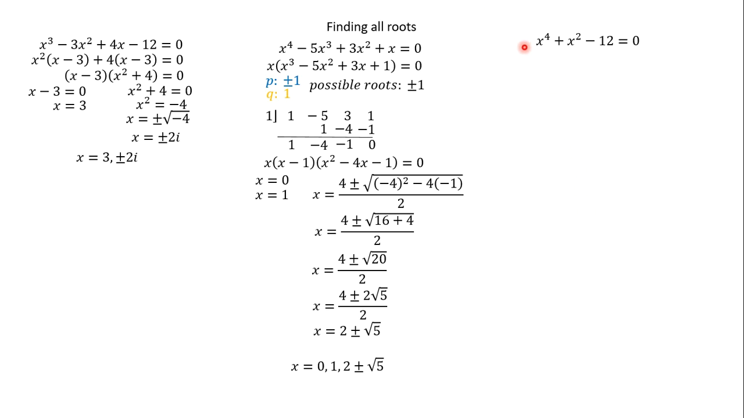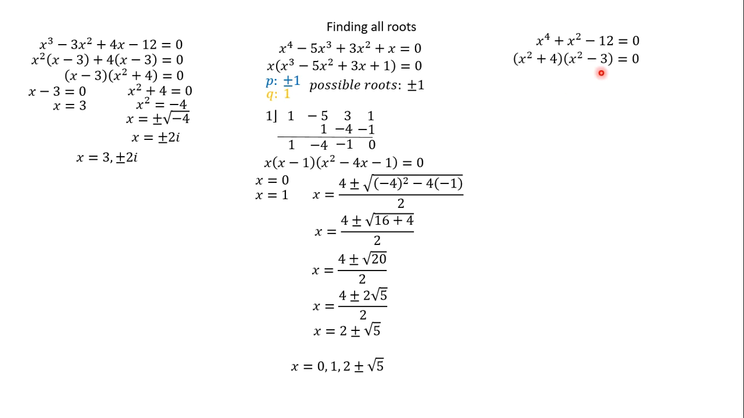Let's look at another one. x to the 4th plus x squared minus 12 equals 0. Alright, well, we have 3 terms. Can we do this as a quadratic? Well, 2 and 4, yeah, it's possible. 2 numbers that will multiply to give us -12, add to give us 1, like perhaps 4 and -3.